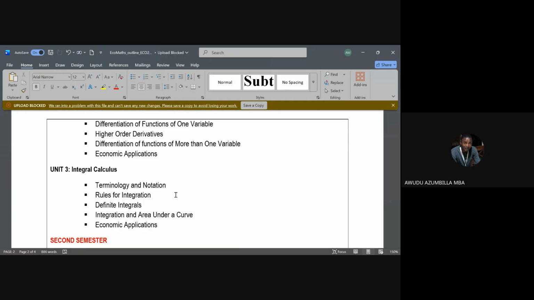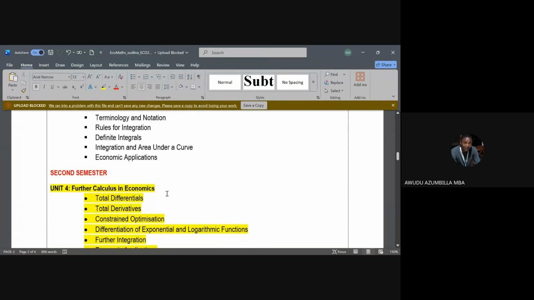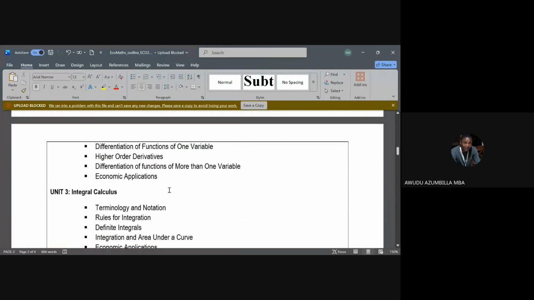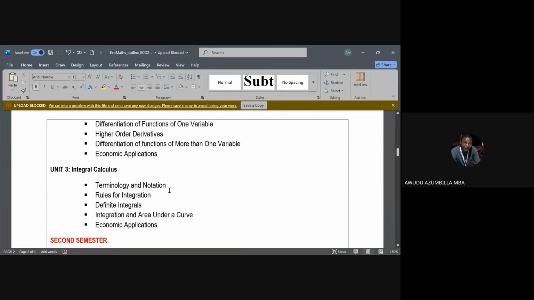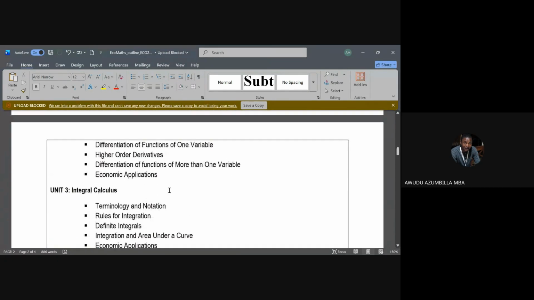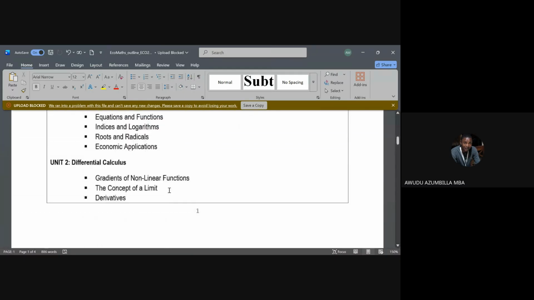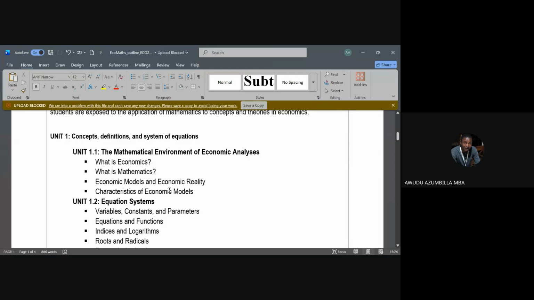Then the rest of them will be in the second semester. Okay, so let me leave it for the second semester. When the second block starts, we'll also try to explain some of the courses we are supposed to do. So any question, any concern on the course outline before we move on?